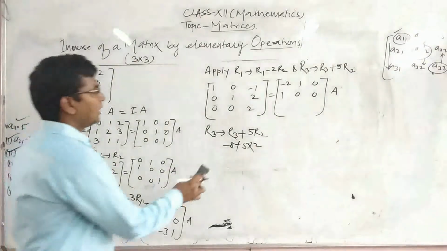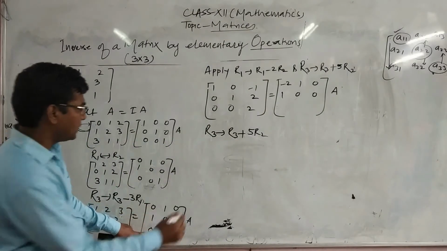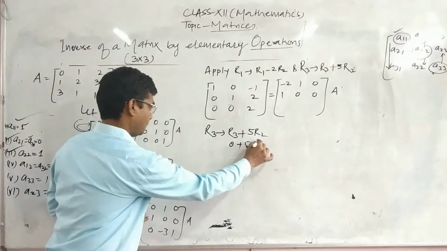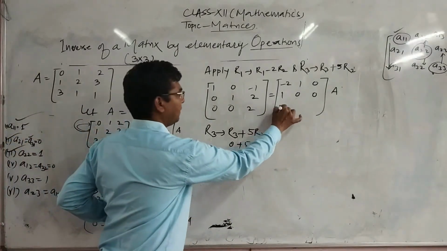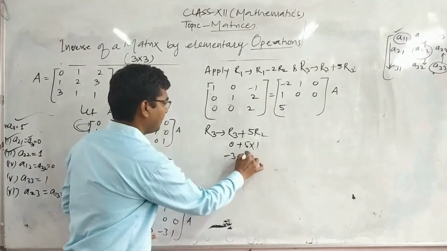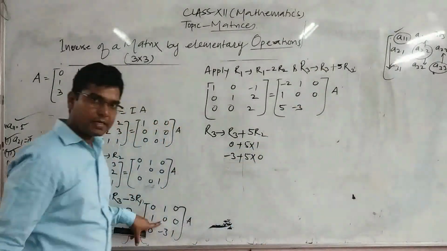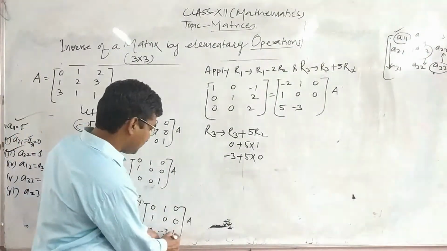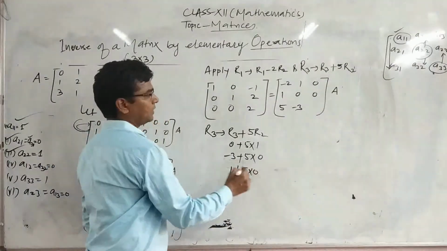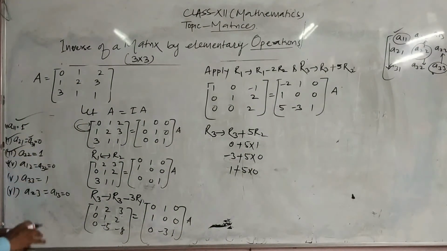Yes or no? Clear? Now for the next, here R3 is 0 plus 5 into R2. R2 is 1, so overall it will be 5. Now R3 is minus 3 plus 5 into the corresponding element, which is 0, so it will be minus 3. Yes or no? And this R3 is 1 plus 5 into the corresponding element, which is 0, so definitely it will be 1. So this step is clear. Okay.